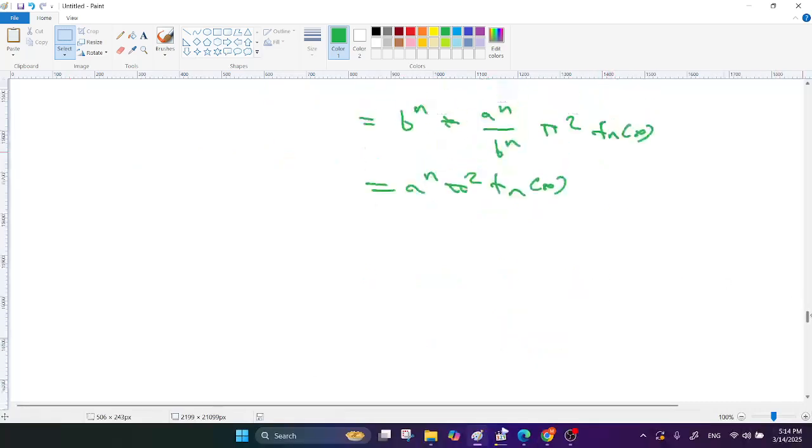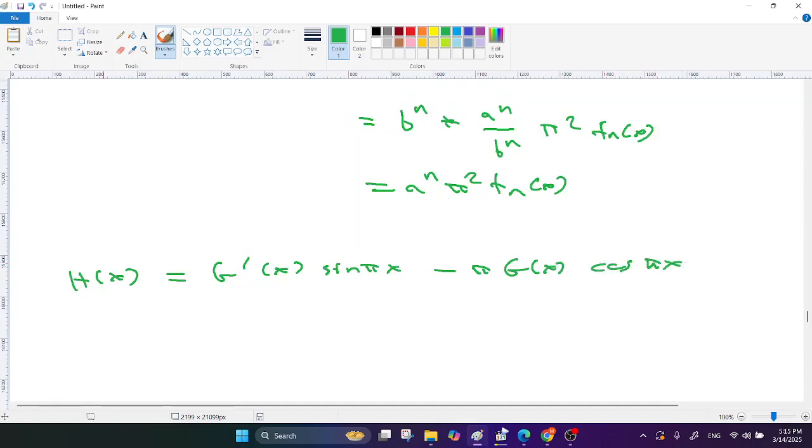Then we need to define the function h(x). h(x) equals g'(x) sin(πx) minus π g(x) cos(πx). We will differentiate h(x). How to differentiate h(x)? By the product rule for each term, because each term is a product of functions. So we need the product rule.